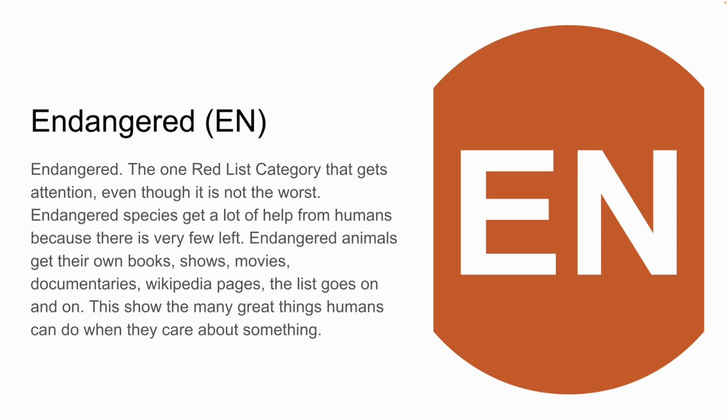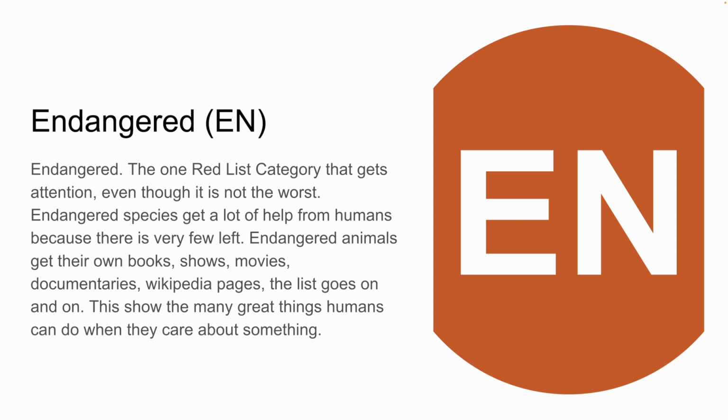Endangered. The one Red List category that gets attention, even though it's not the worst. Endangered species get a lot of help from humans because there's very few left. Endangered animals get their own books, shows, movies, documentaries, Wikipedia pages, and the list goes on and on. This shows how many great things humans can do when they care about something.